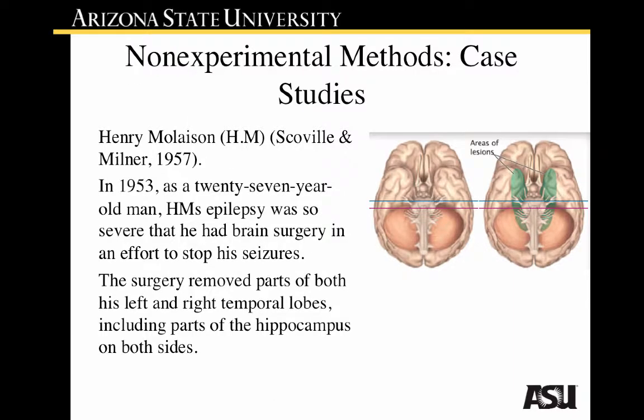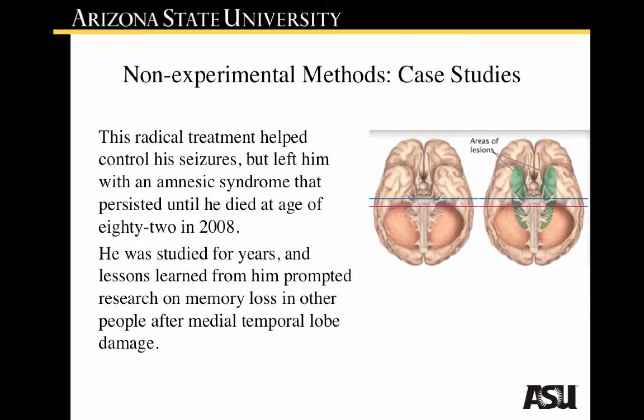A classic example of a case study is H.M. In 1953, H.M., which are actually the initials of the person, Henry Molaison, was a 27-year-old man who had epilepsy, and that epilepsy was so severe that he really needed to have brain surgery in an effort to stop his seizures. The surgery removed parts of both his left and right temporal lobes, including parts of the hippocampus on each side. This radical treatment helped him control his seizures, which was absolutely wonderful.